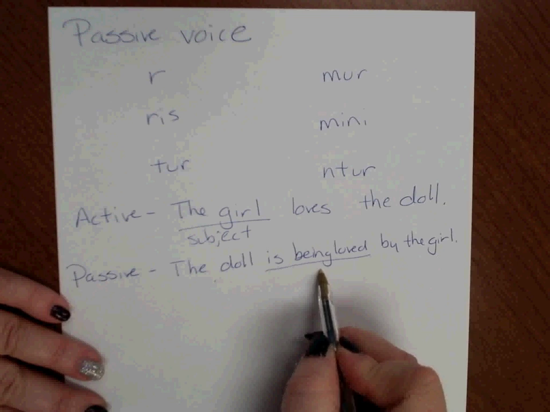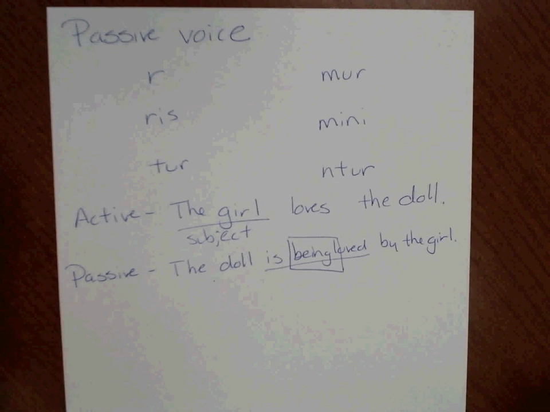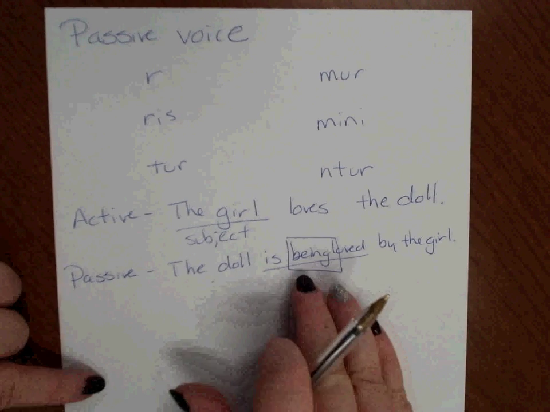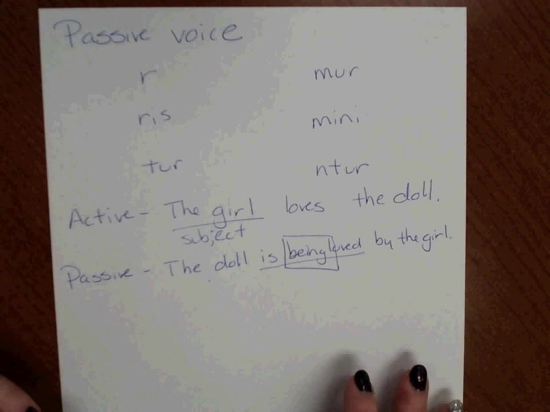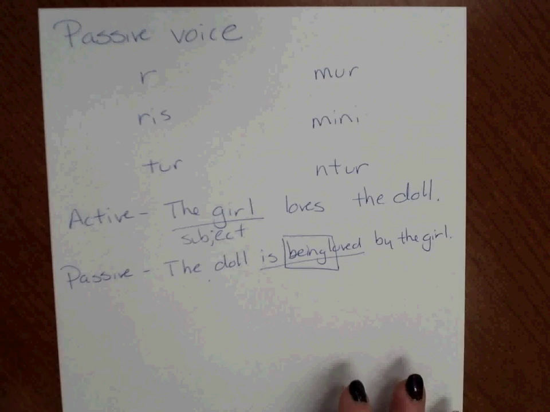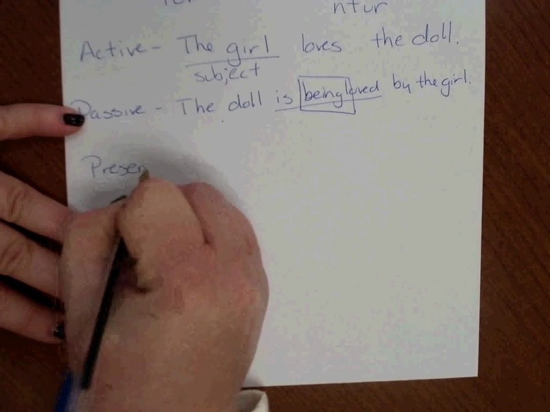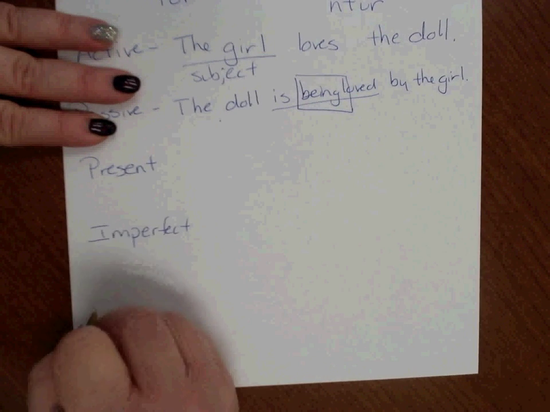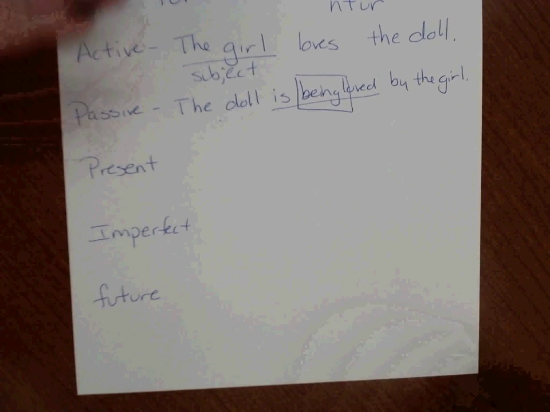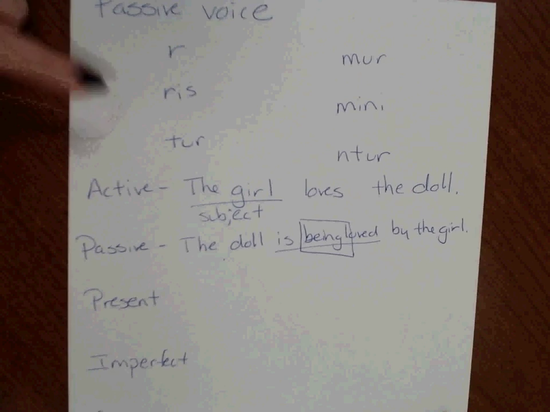All right, also there's the English word "being" in there. That word indicates the passive to us. So in Latin, instead of having "being," we would just use -r, -ris, -tur, -mur, -mini, -ntur. Now, within the passive voice, we've already learned 3 tenses. Those tenses are the present, the imperfect, and the future.